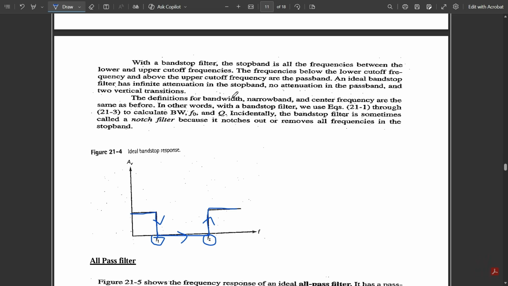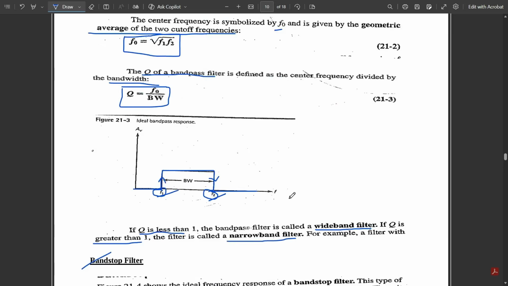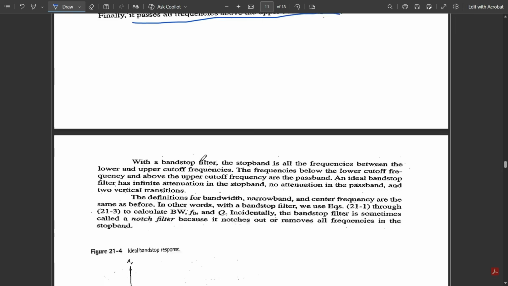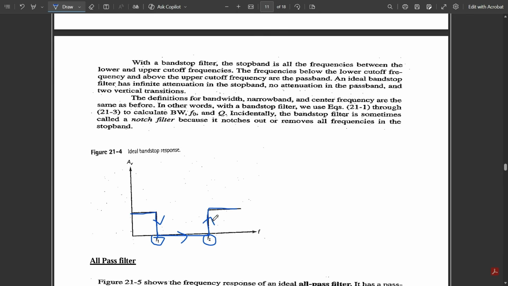So the definitions for bandwidth, narrow band and center frequency are the same. There is no change in the bandwidth, narrow band and all. Here, this region where we are seeing the transition is called the bandwidth region, and again the definition remains the same, that is bandwidth. Also in this case it is f2 minus f1. So hope this is clear with respect to band stop filter.